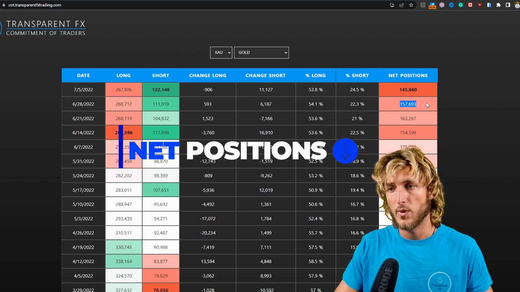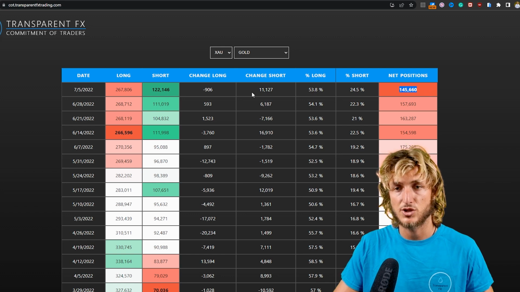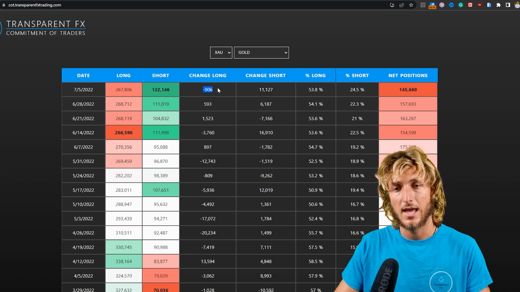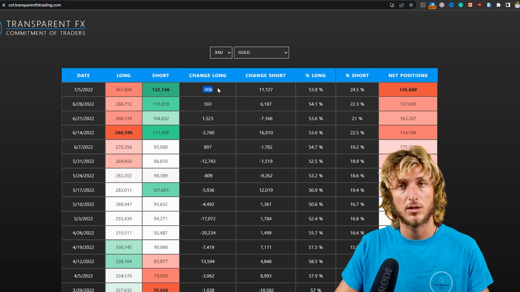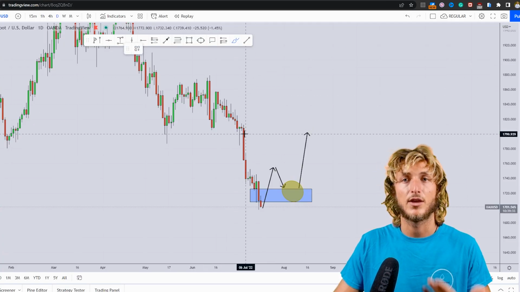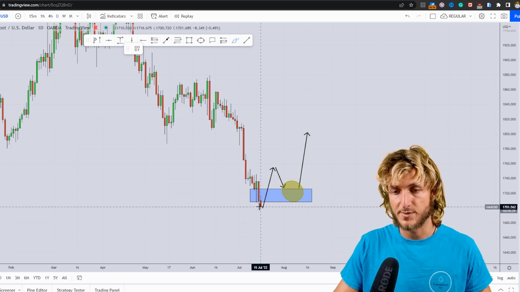In fact, we went from having 157 to now having 145k net positions, with 11.1k shorts added with the last report and 900 longs getting closed from an institutional perspective. Now, this is a problem because it indicates that we're still not seeing accumulation happening on the long side of gold from an institutional perspective.